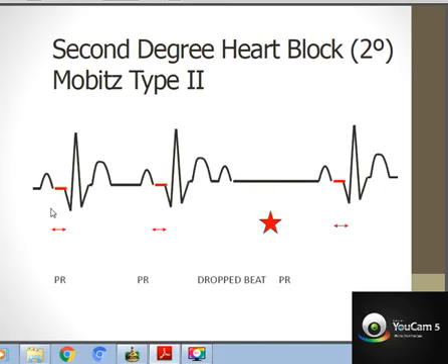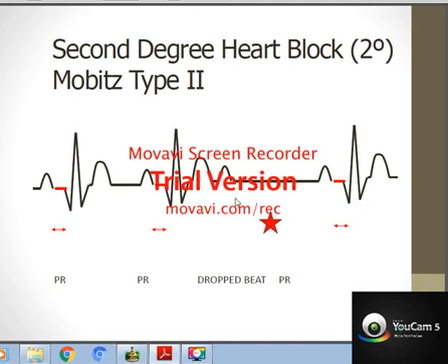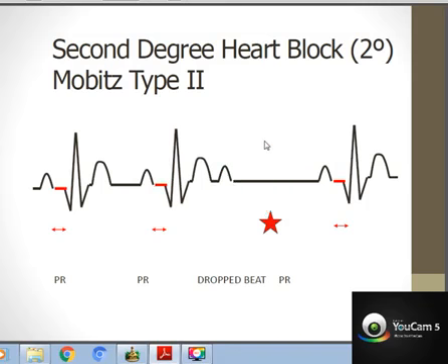So here you can see there is no problem with the PR interval. First degree heart block: prolonged PR interval but regular. Second degree Mobitz type 1: there will be a progressively prolonged PR interval until a dropped beat. Here what happens, the PR intervals are all normal, but there is a missing of one beat. So this is Mobitz type 2.